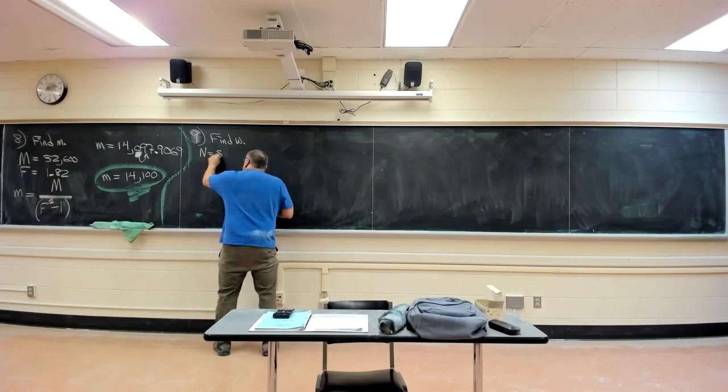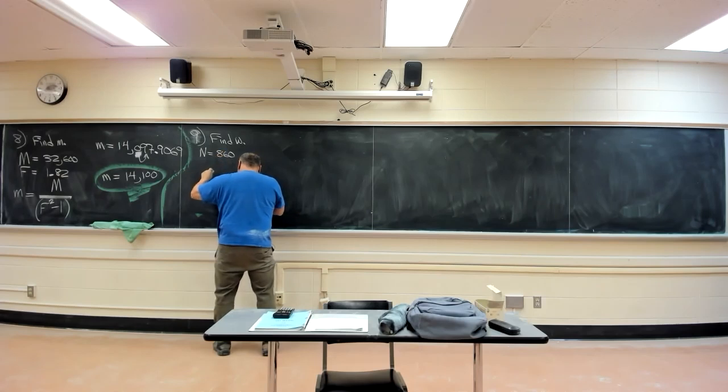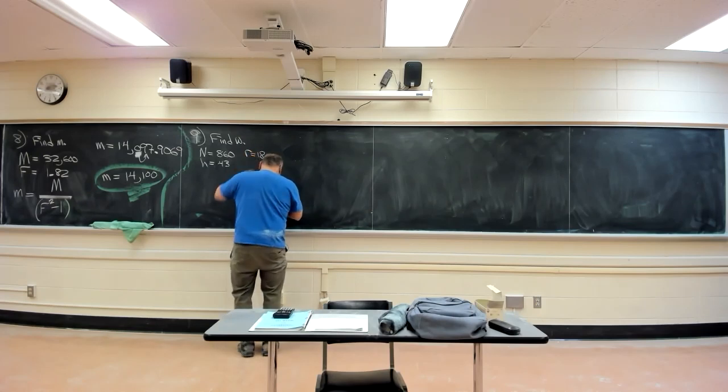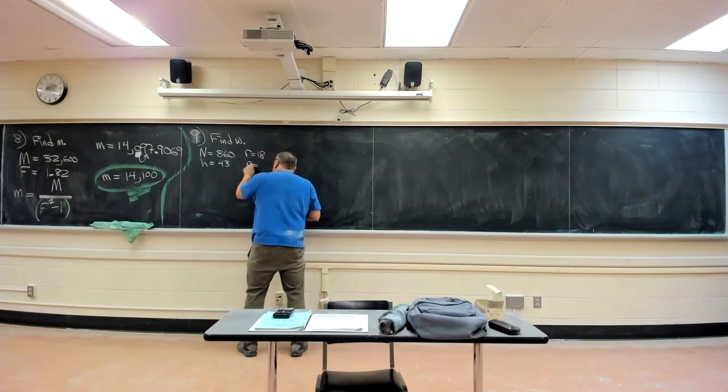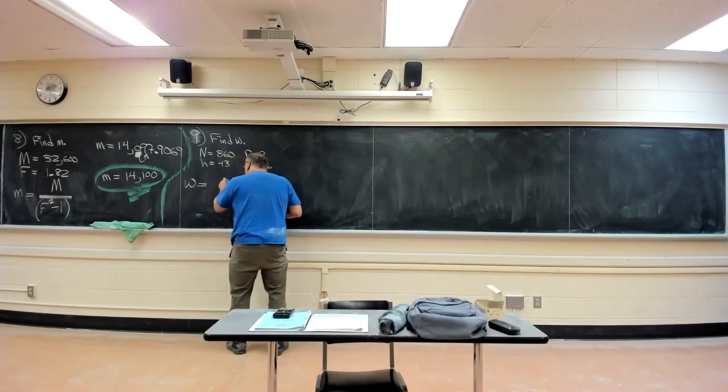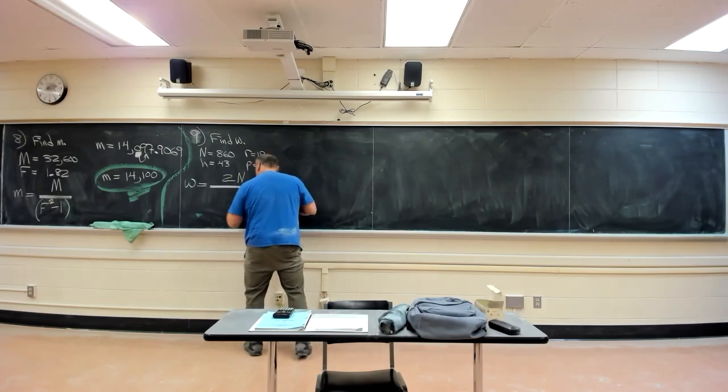N is 860. H is 43. R is 18. P is 56. W is looking like this, which is quite convoluted, I guess you could say. But we can do it.